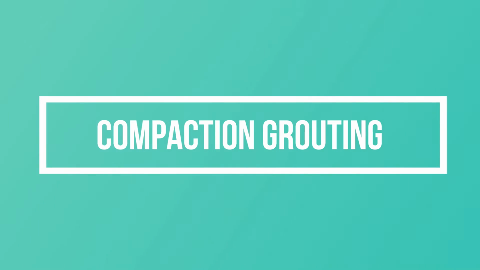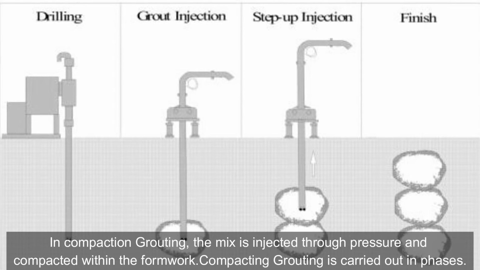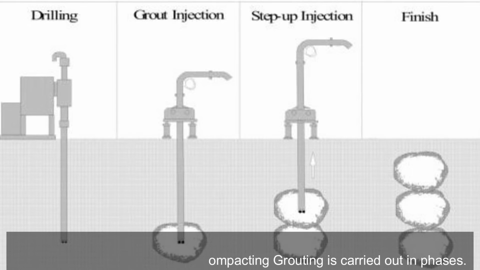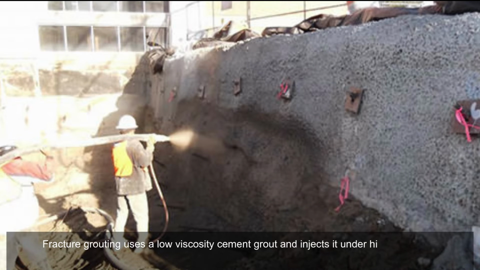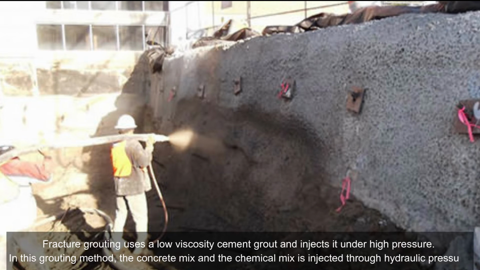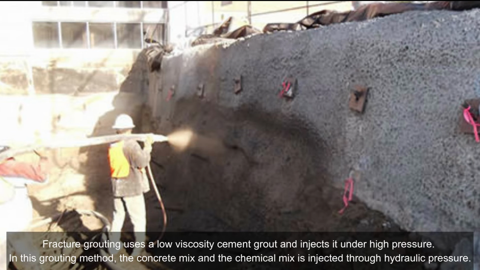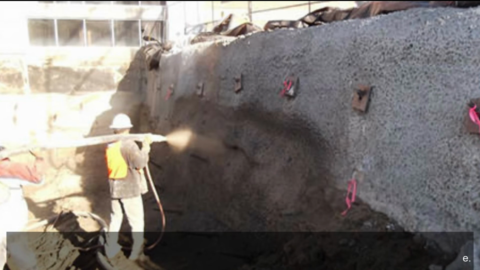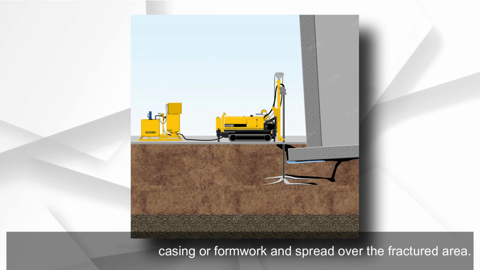Compaction grouting. In compaction grouting, the mix is injected through pressure and compacted within the formwork. Compaction grouting is carried out in phases. Fracture grouting. Fracture grouting uses a low viscosity cement grout and injects it under high pressure. In this grouting method, the concrete mix and the chemical mix are injected through hydraulic pressure. Grout is pushed down the casing or formwork and spread over the fractured area.